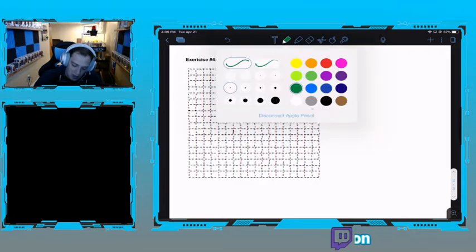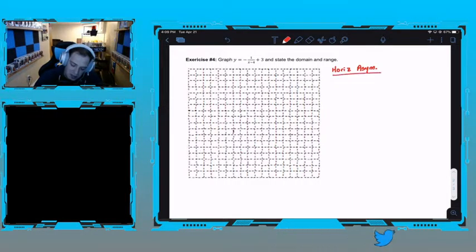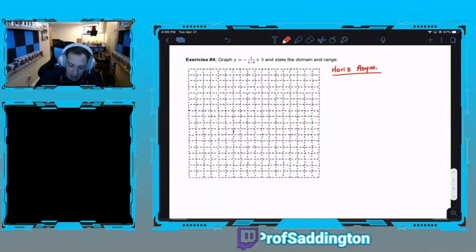I always start off with the horizontal asymptote because that is the trickier one. I like getting the hard one out first. So when you're looking for the horizontal asymptote, in this case, you're going to notice it's not just a fraction. You have a fraction and you have that plus 3 at the end. That plus 3 at the end is known as your k value.